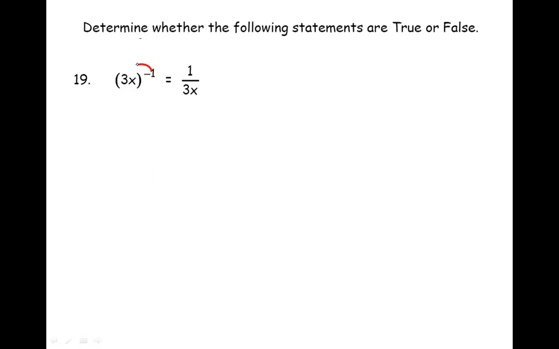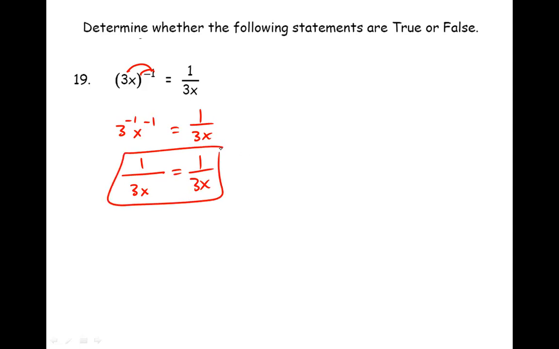Here we want to distribute in the negative 1 to the exponent, so it becomes 3 to the negative 1, x to the negative 1. The right side just stays the same. And so because of our negative exponent rule, we move the 3 to the bottom and the x to the bottom. And as you can see by our negative exponent rule, this proportion is equivalent. So this statement is true.